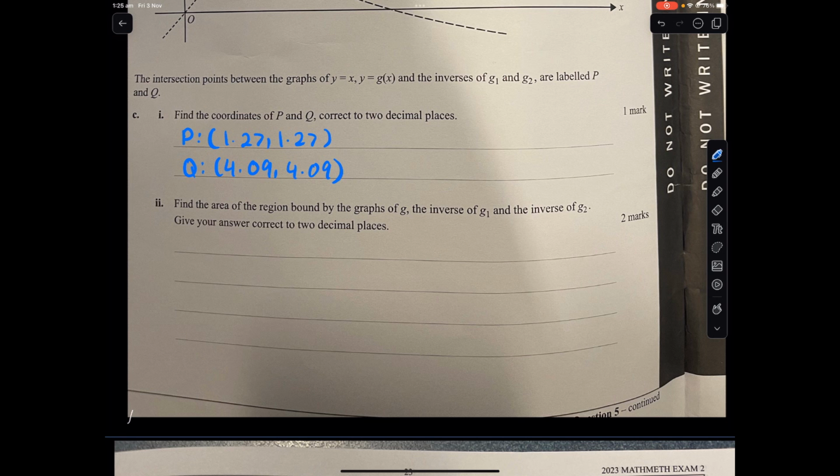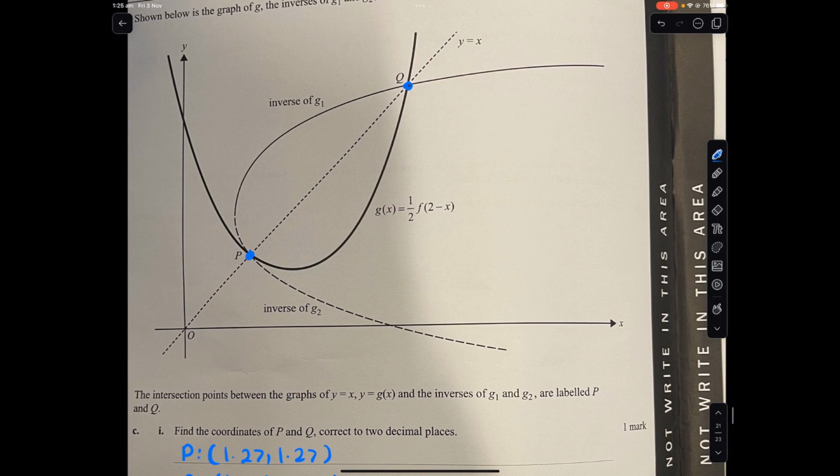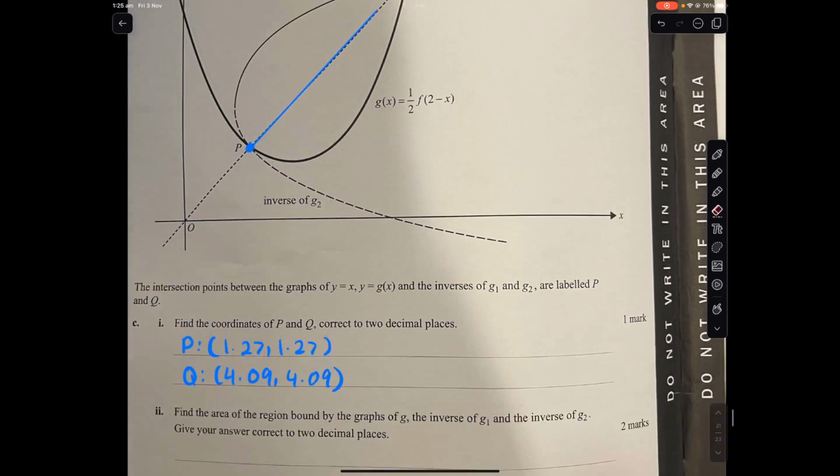Find the area of the region enclosed by the graph of g, the inverse of g1, and the inverse of g2. Okay, so that, and that. So we're trying to find this area right over here. Luckily, it's easy because it's symmetrical. Y equals x is the top function and g of x is the bottom function, and we need to find those points. Oh, we already know the points of intersection, it's just p and q. And if we find the area and double it, we should get that.